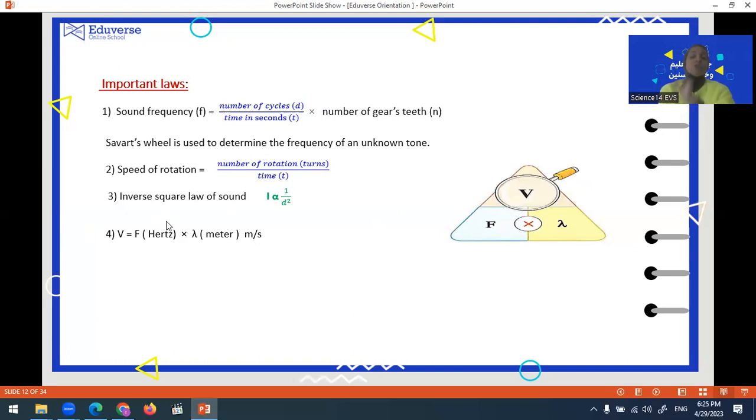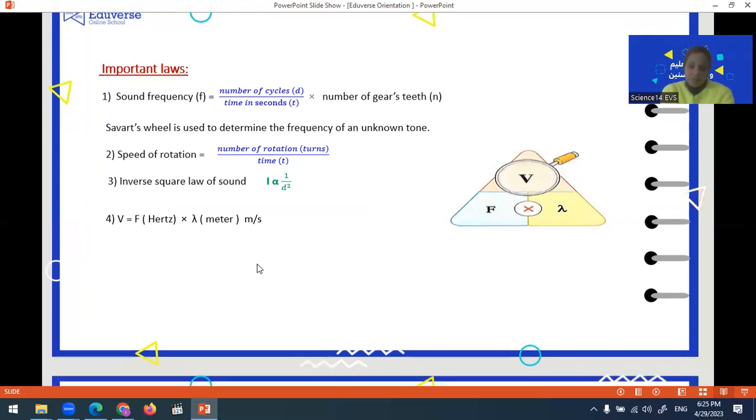The inverse square law of sound, and it's very important, is the inverse relation between the sound intensity and the square of the distance. I represents the sound intensity, which is inversely proportional to what? To the square of the distance. Okay. And here also the law of wave propagation is with us, which is velocity equals frequency in hertz times the wavelength in meters, and will give out the velocity in meters per second.